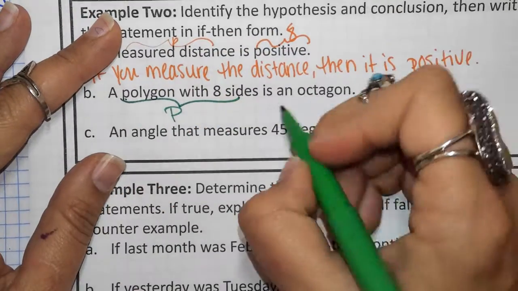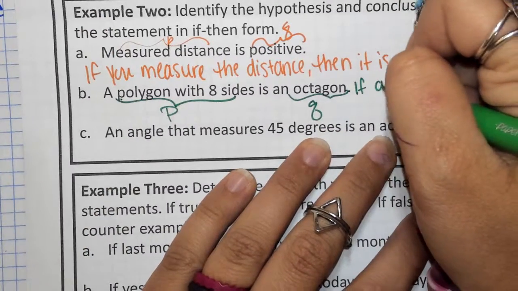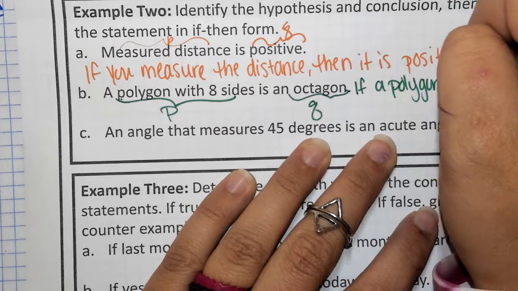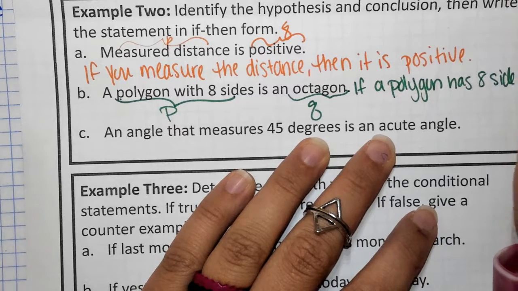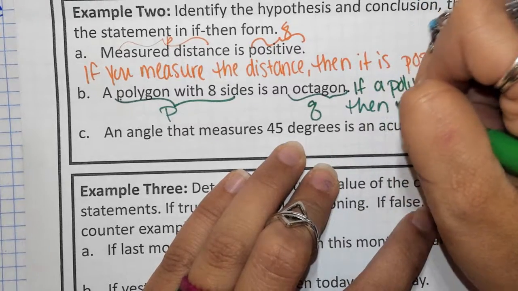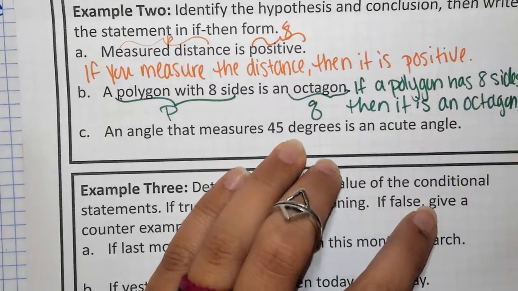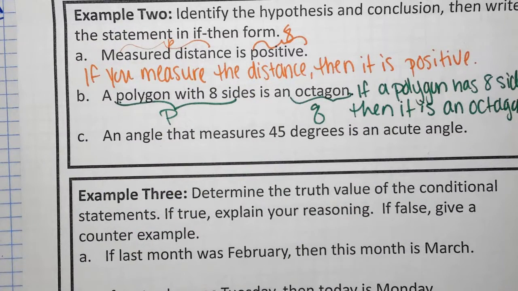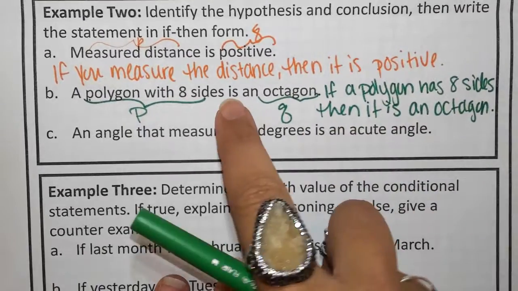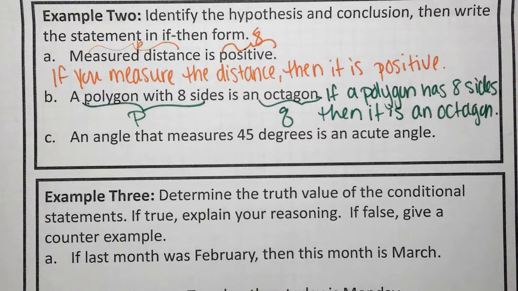So this is our P, and octagon is our Q. So if a polygon has 8 sides, then it is an octagon. Do you see how from the first statement to the conditional, we changed a few of our words? So you can do that. You can change some of the words.